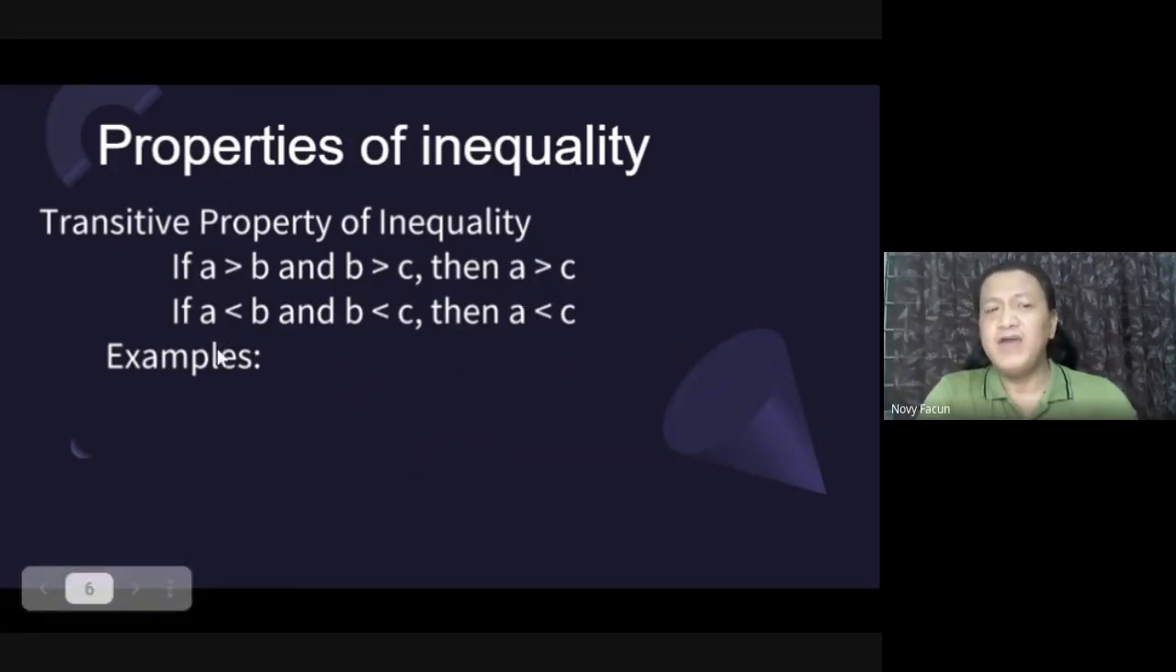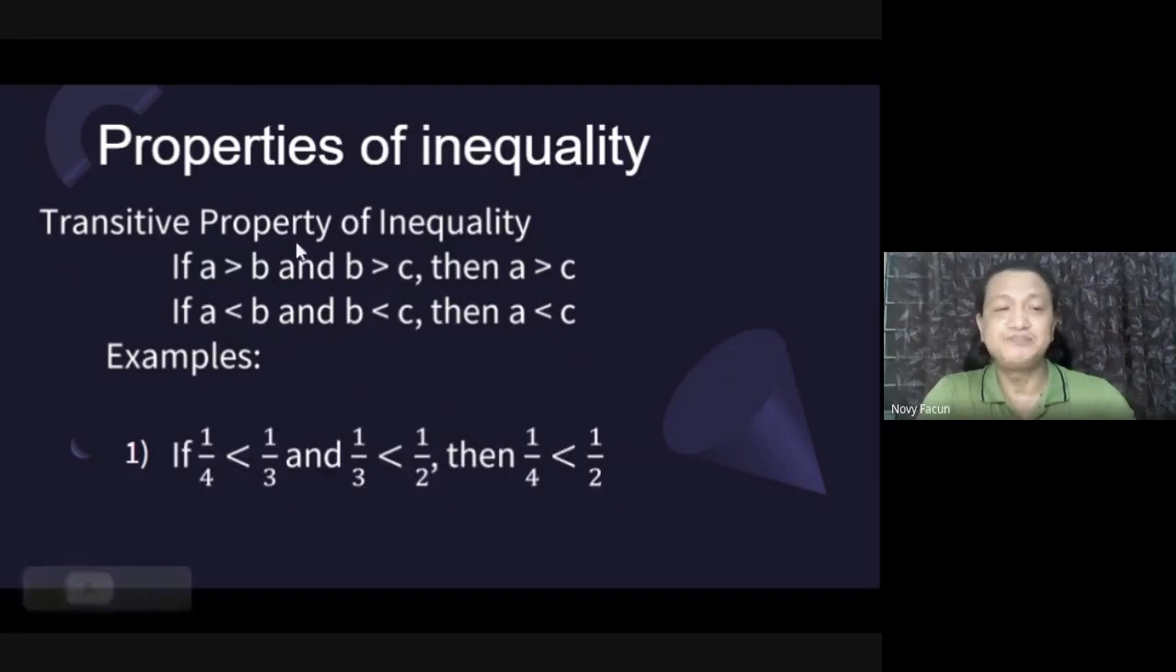And if A is less than B naman, and B is less than C, then we can say, kukunin mo lang yung first quantity mo tsaka yung last mo. Therefore, A is less than C. Let's have example number 1.